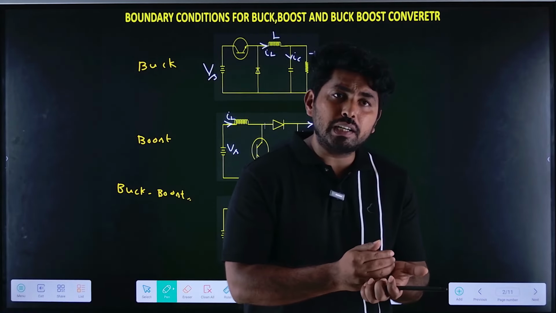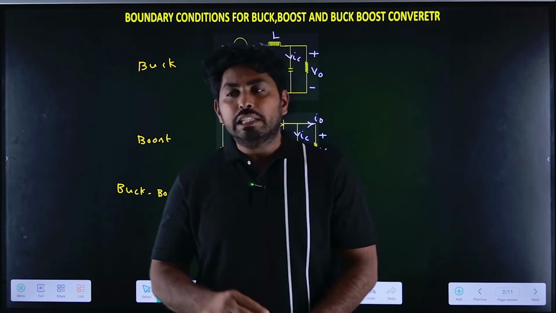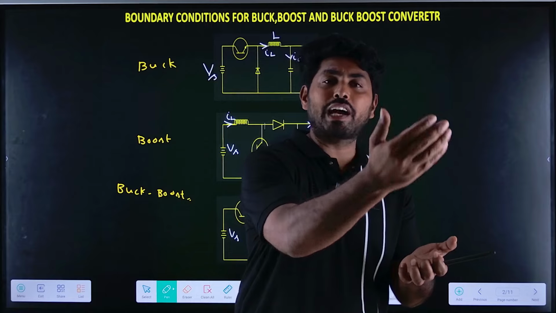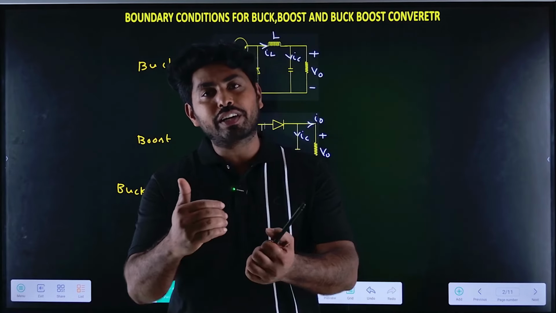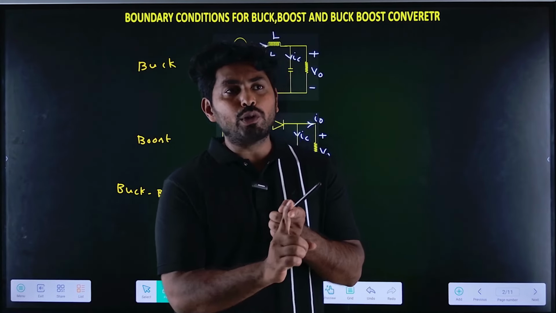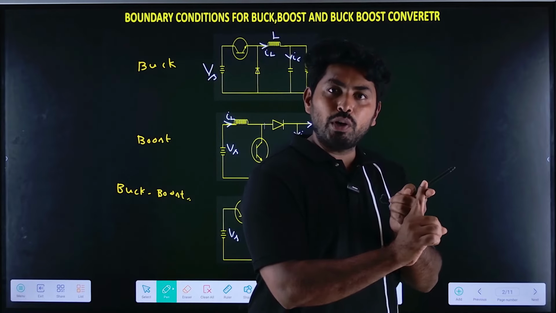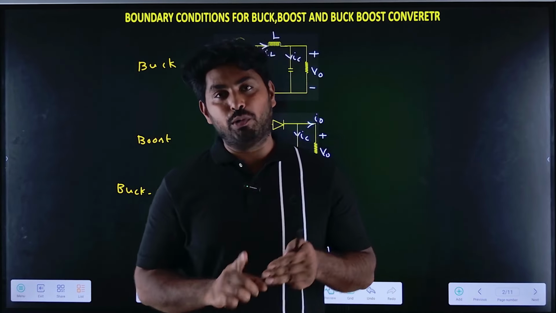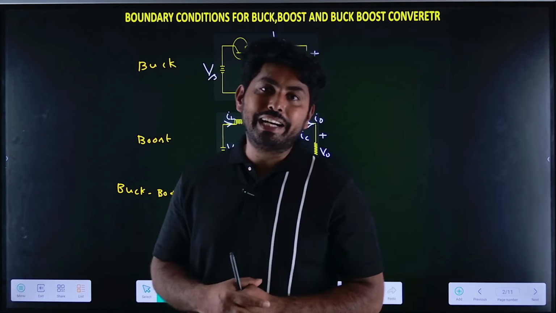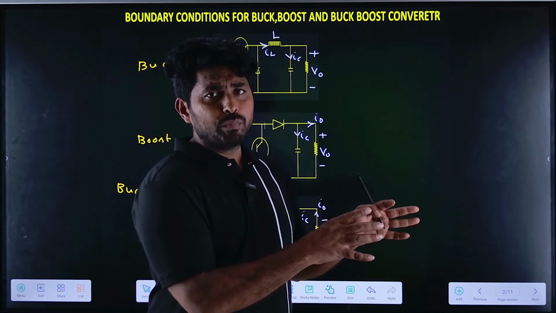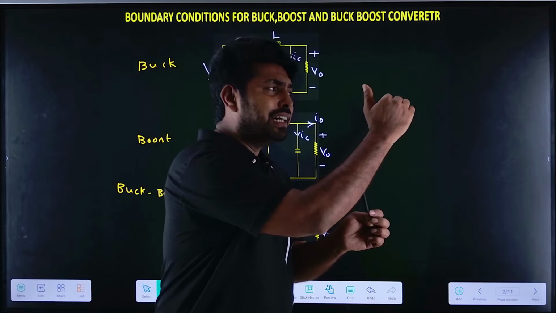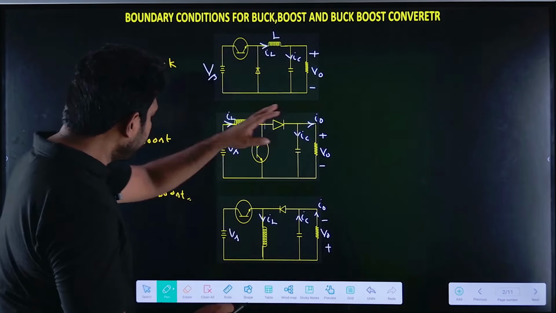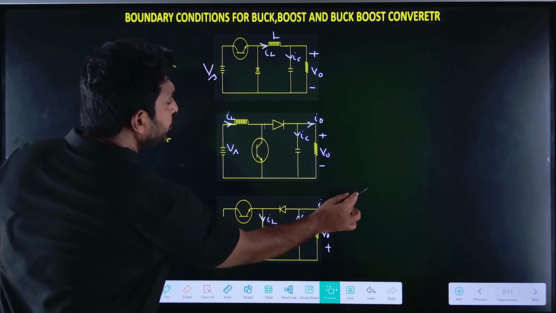On which parameter does the conduction mode depend? In case of DC to DC converters, whatever the converter may be, whether it is a buck converter, boost converter or buck boost converter, the conduction modes are continuous conduction mode, discontinuous conduction mode and critical conduction mode. Now let us see on which parameters these conduction modes depend.